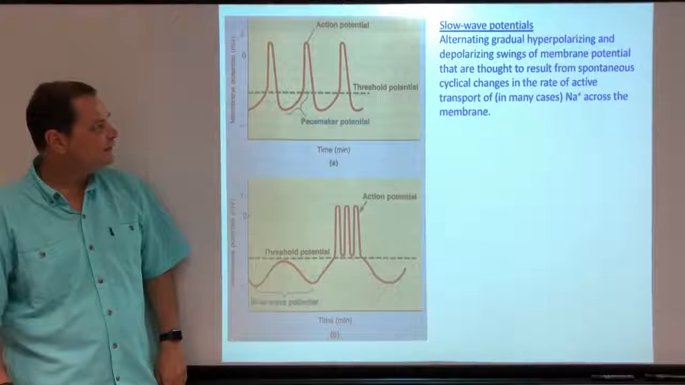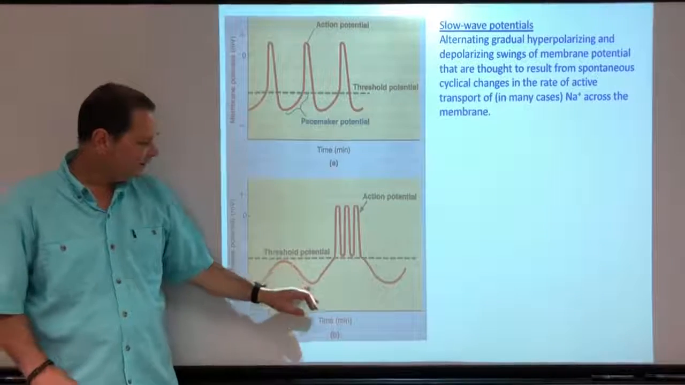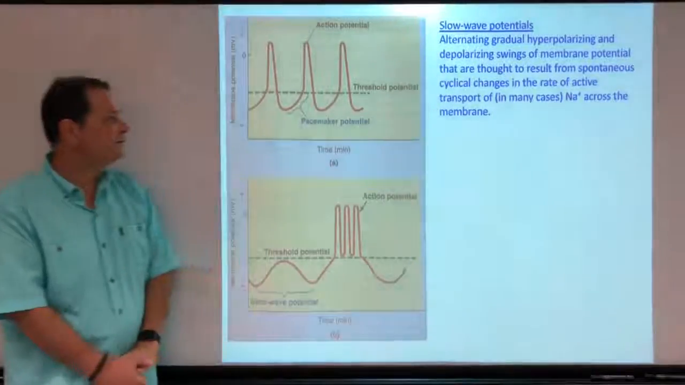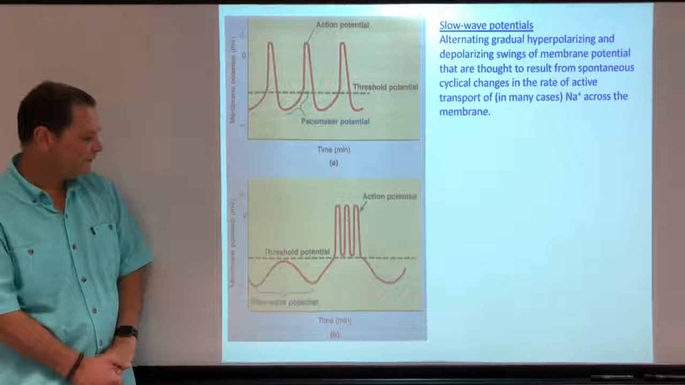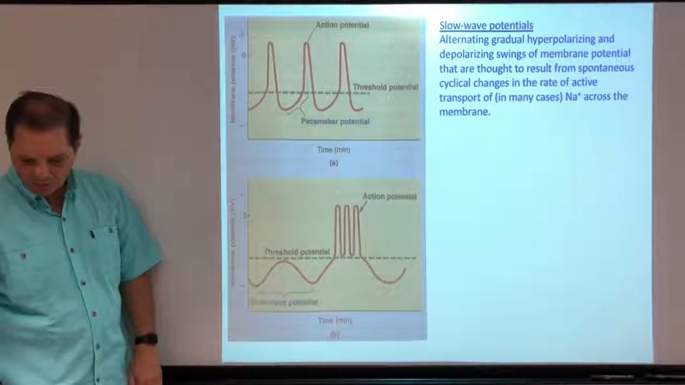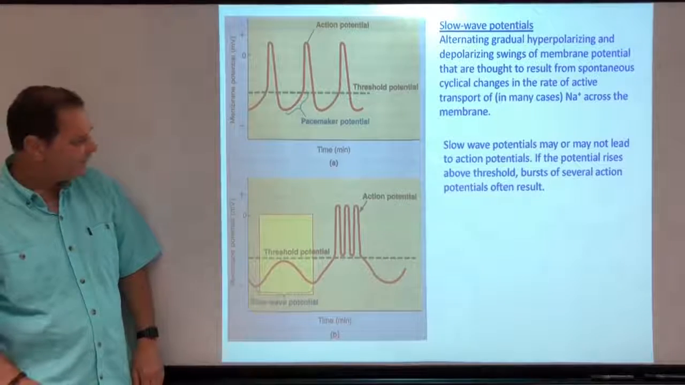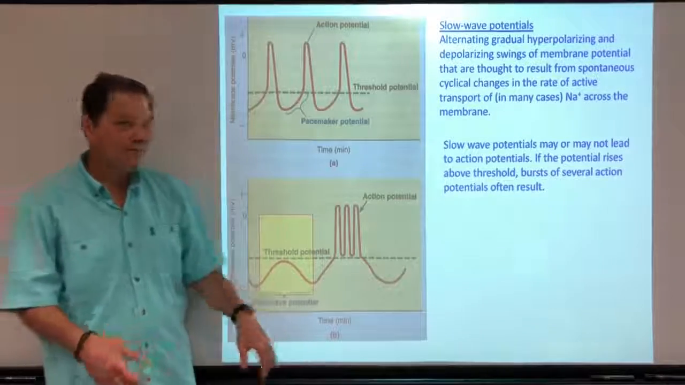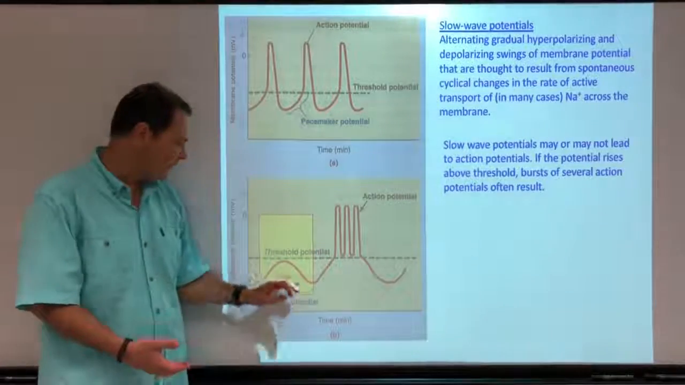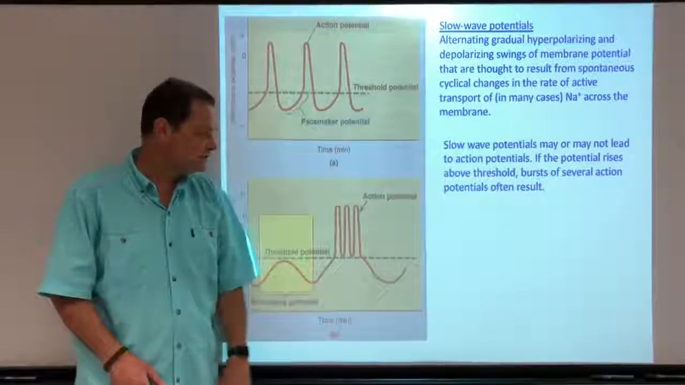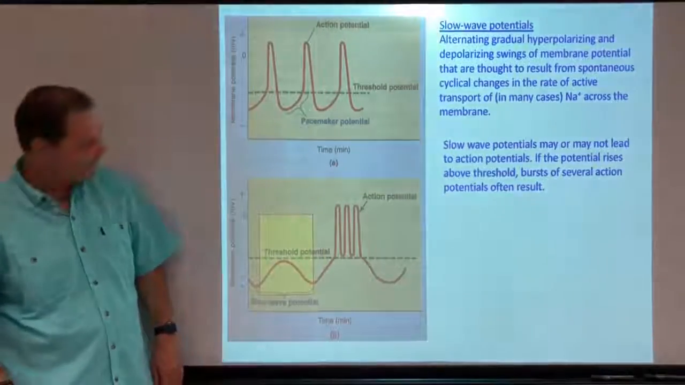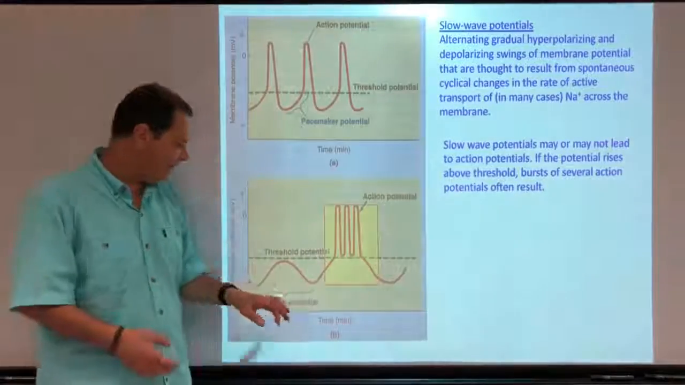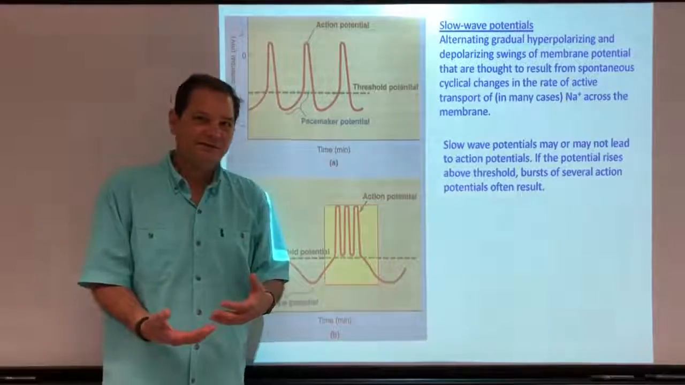Slow wave potentials are a little different. They're alternating increases and decreases in voltage, okay? And they're usually due to cyclic changes in the rate of transport, typically sodium, across the membrane. Sometimes those slow waves don't reach threshold and don't throw action potentials, okay? They just go up and down underneath the threshold potential. And then sometimes they do hit threshold potential, depending upon how the magnitude of these waves is modulated in the tissue.